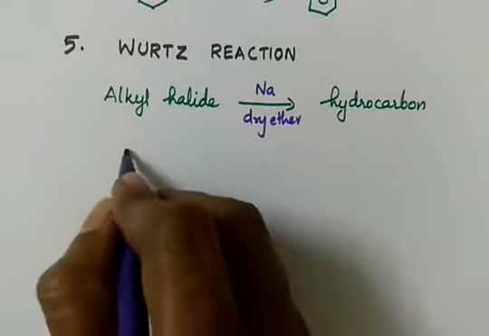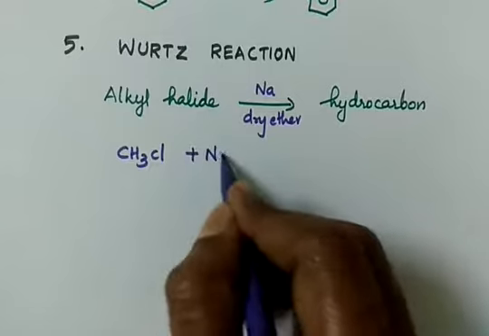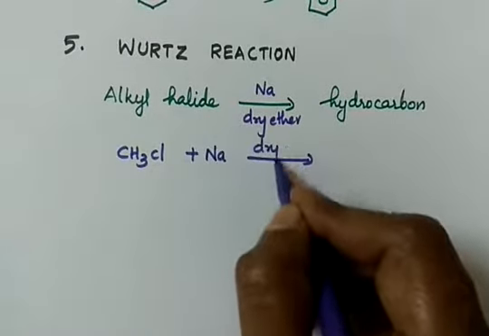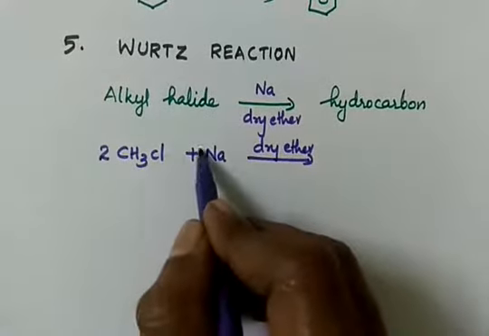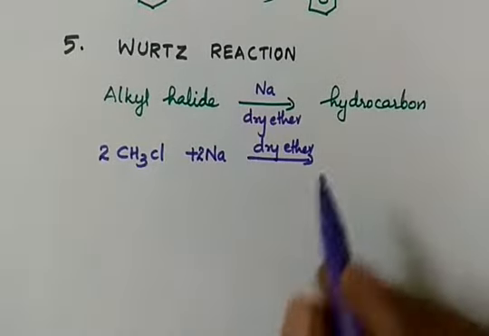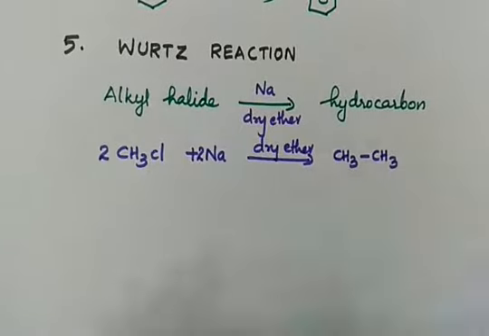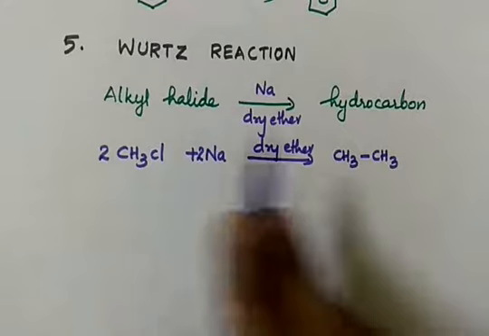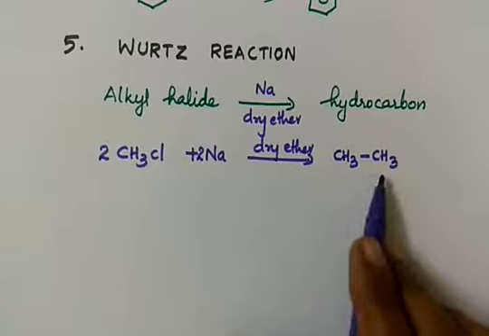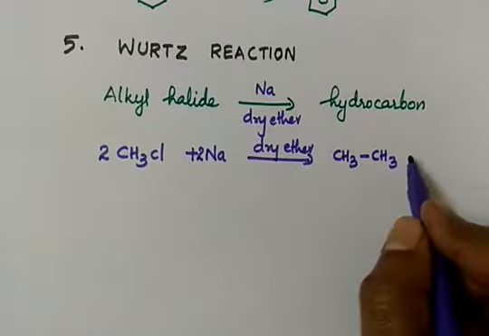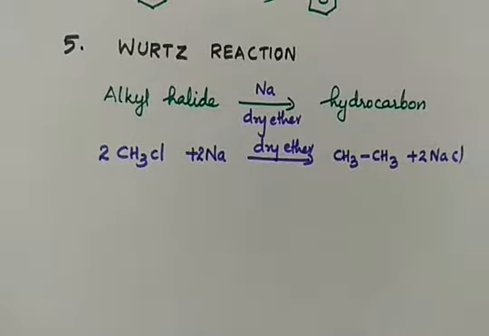For example, methyl chloride, CH3Cl, on reaction with sodium in dry ether: 2 molecules of methyl chloride react with 2 atoms of sodium to form CH3CH3. The hydrocarbon is obtained containing double the number of carbon atoms. Here there is only 1 carbon, here 2 carbon atoms are there, plus 2NaCl. This is called the Wurtz reaction.